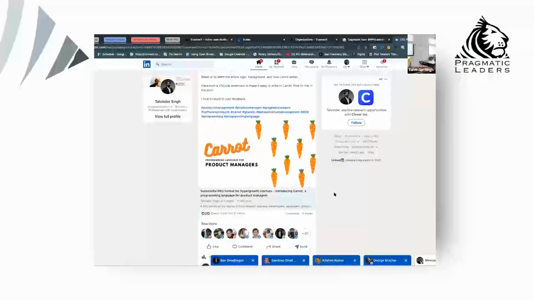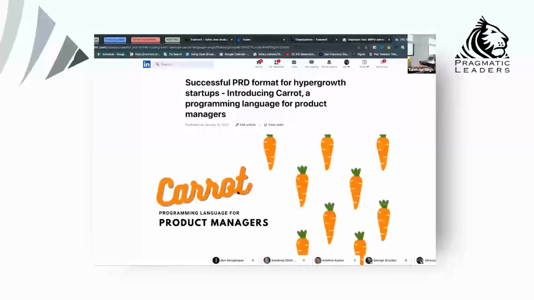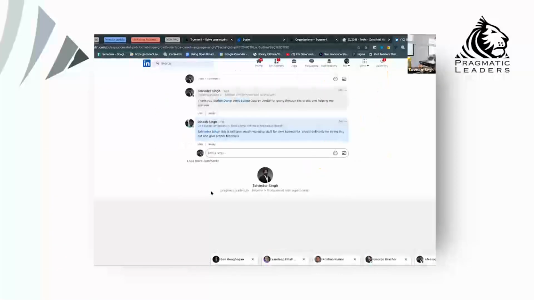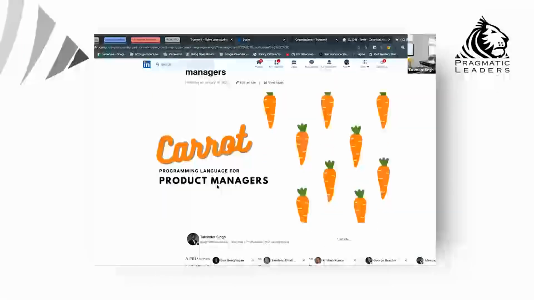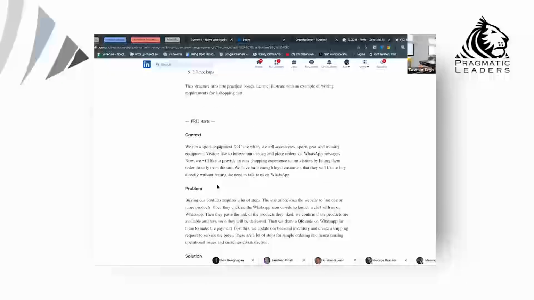So this is my proposal. I have created a programming language called Carrot, which can be used for creating PRDs, for writing documentation in a much clearer and neater way. I'll let you guys go through this, but there are a few key ideas which I want to talk about, and this goes back to what I've been preaching so far.